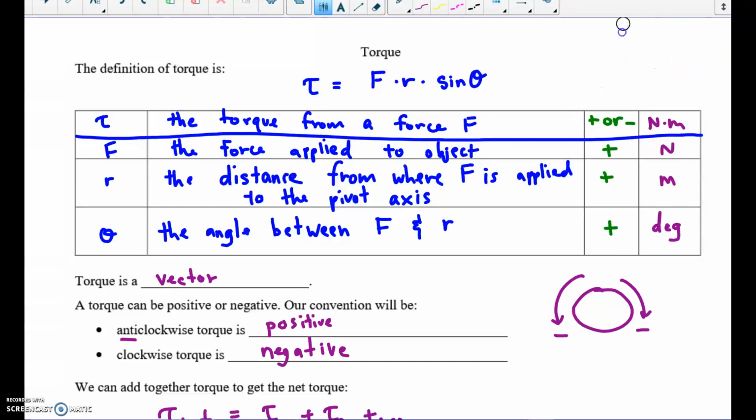I mean, compare the two equations, right? Just look at the two equations. They both use magnitude of the force. Well, there's a difference there already.